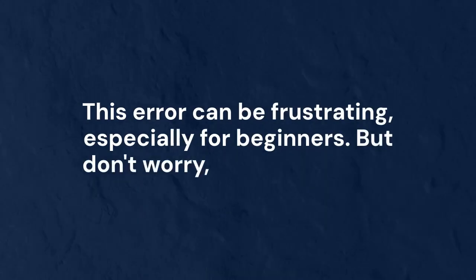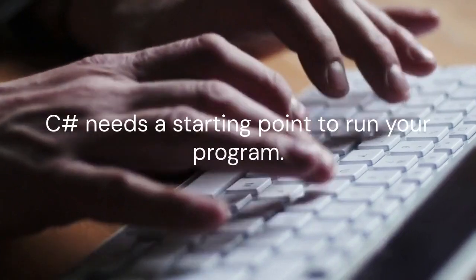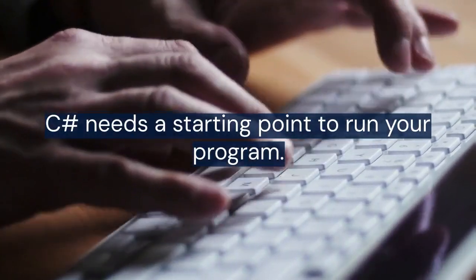Today, we're tackling a common C# error. It's the dreaded CS5001: program does not contain a static main method suitable for an entry point. This error can be frustrating, especially for beginners. But don't worry. We'll break down why it happens and how to fix it. Let's dive right in. First, let's understand what the error means.